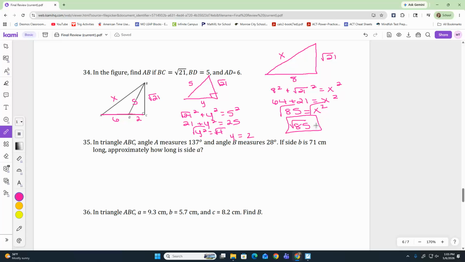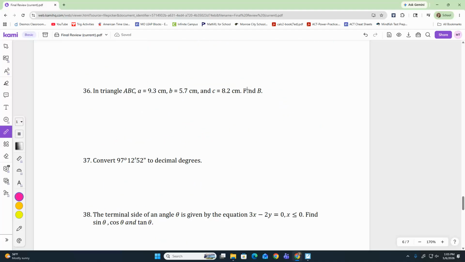Question 36. In triangle ABC. Okay, first of all, I didn't say right triangle. So can I do any Pythagorean theorem or SOHCAHTOA stuff here? No. I gave you the sides and I want the angle. The only thing we can use if we don't have a right triangle is law of sines or law of cosines. So question 35, we didn't ask about that one, but it also didn't tell us it was a right triangle. That would be a good one on 35 where you could have done law of sines.